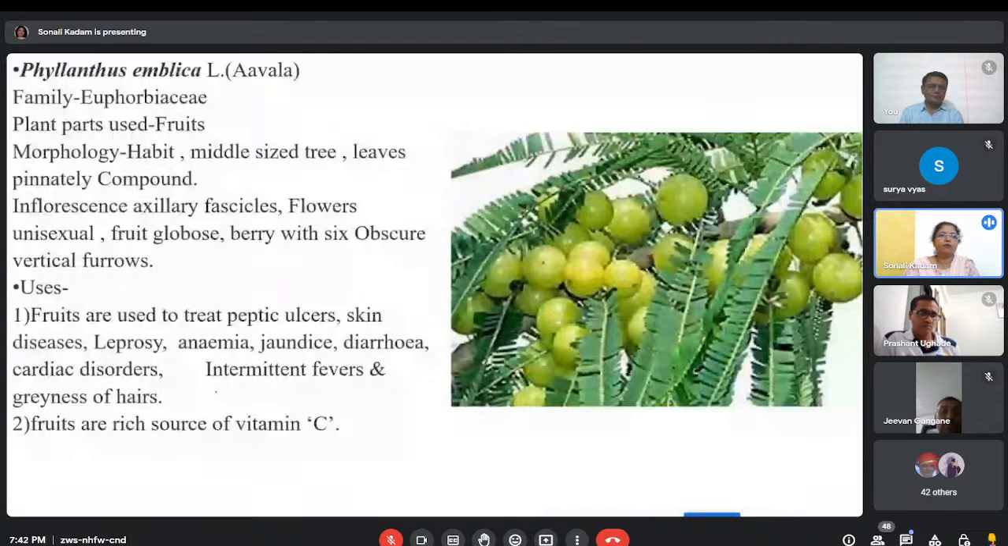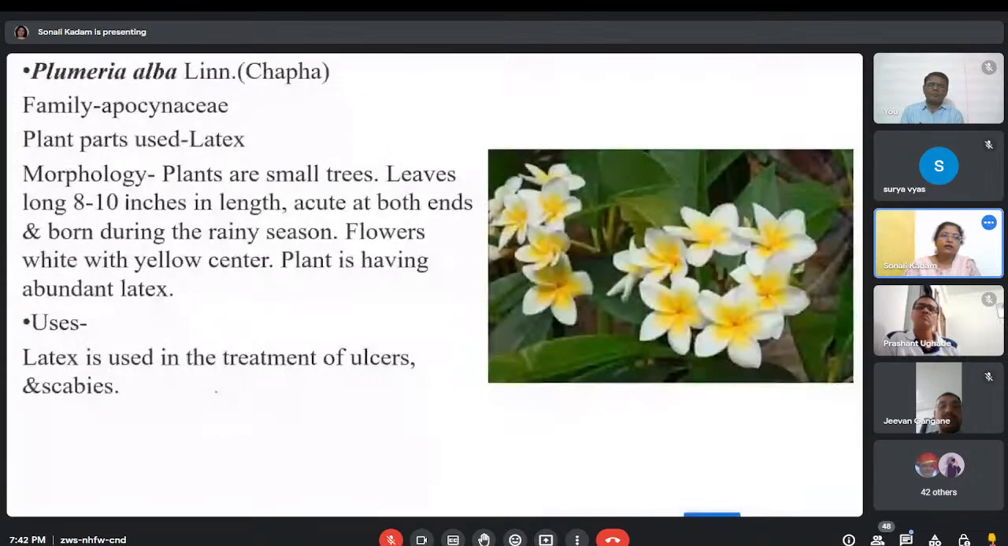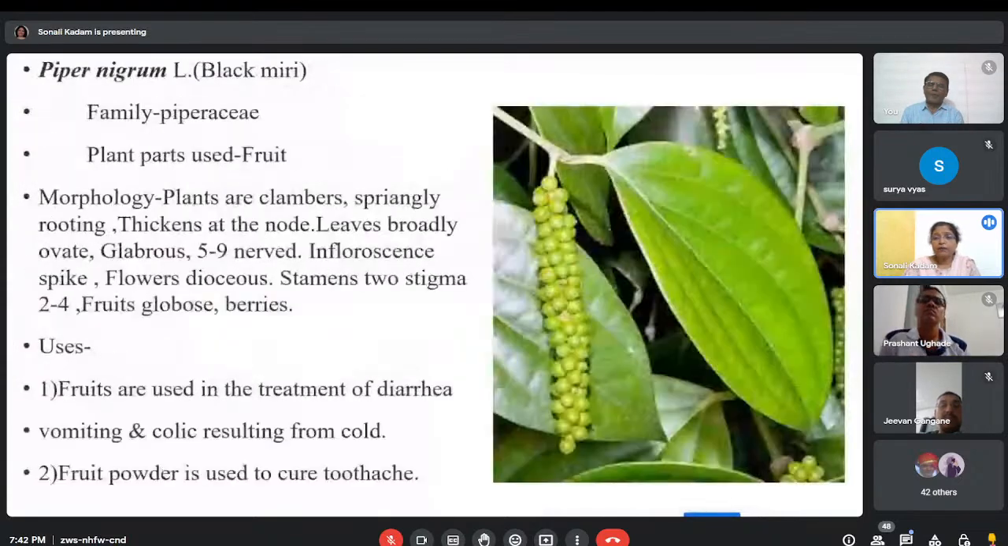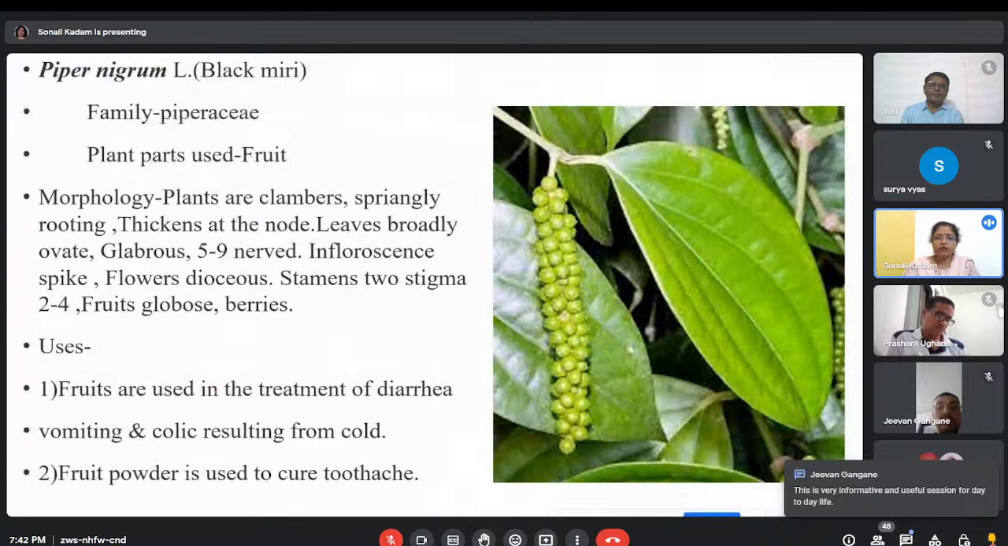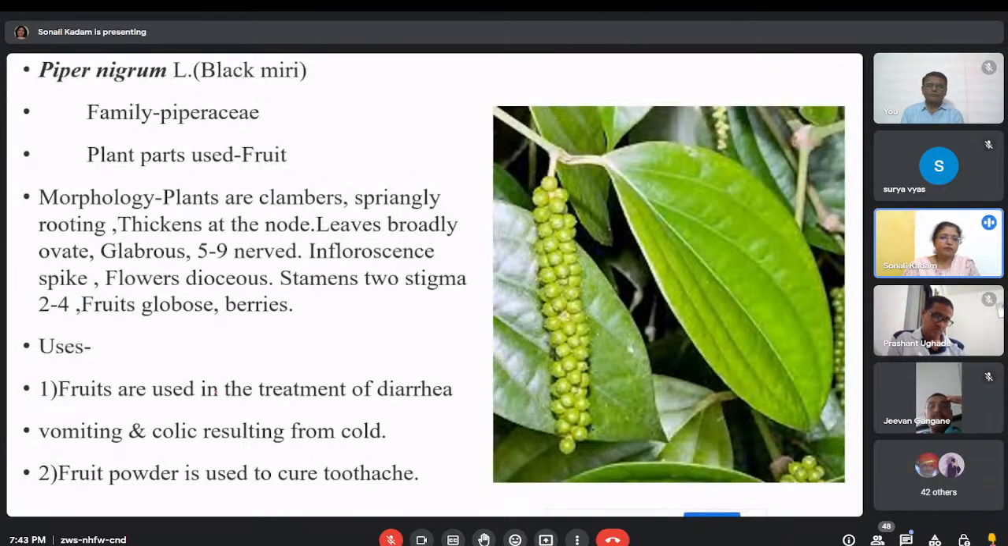The latex is used for ulcers and scabies. The Piper nigrum, kali miri we call it, this is the green one, and we dip it in hot water and then dry it, so it becomes black. The fruits are used for diarrhea, vomiting, colic disorders, and the fruit powder is used to cure toothache. Even in our kitchen we use it.